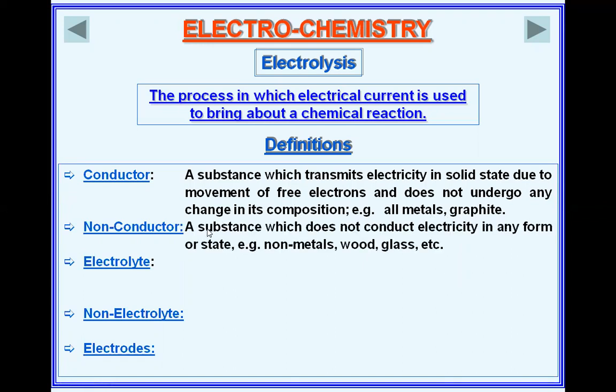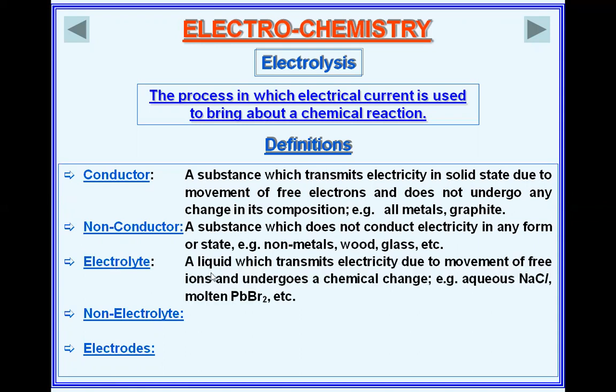Non-conductors are non-metal substances. They cannot pass current in the solid or liquid state, but conductor metals can pass the current in the solid as well as molten state.